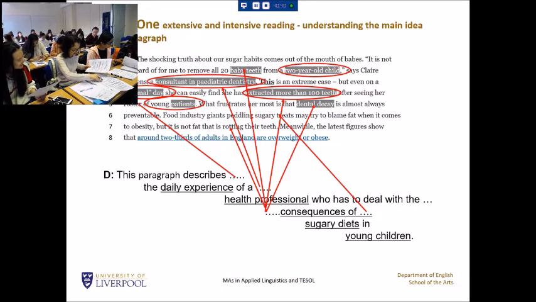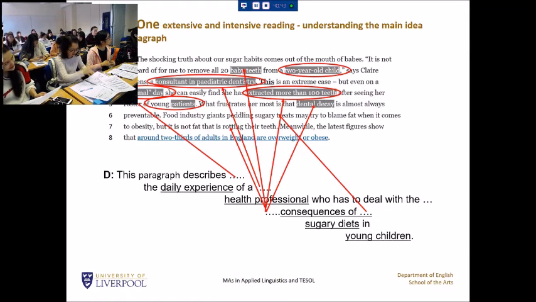If you have already read the text, which you should have done because it's a preparation activity, then you should not need to read in much detail, okay?